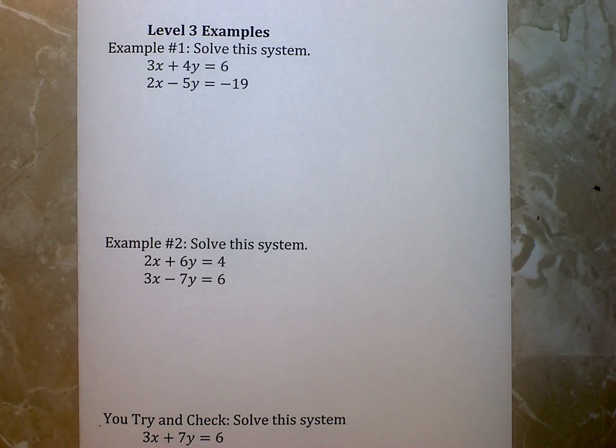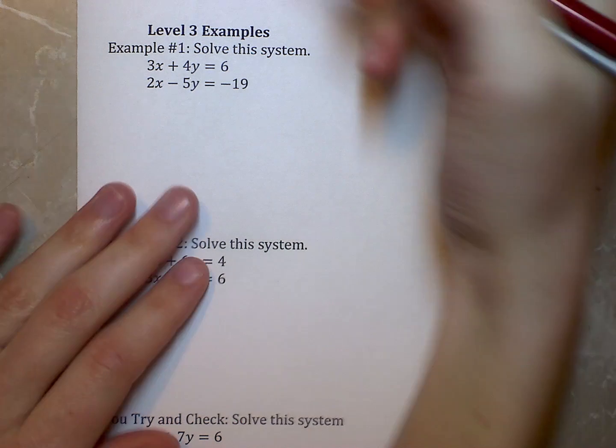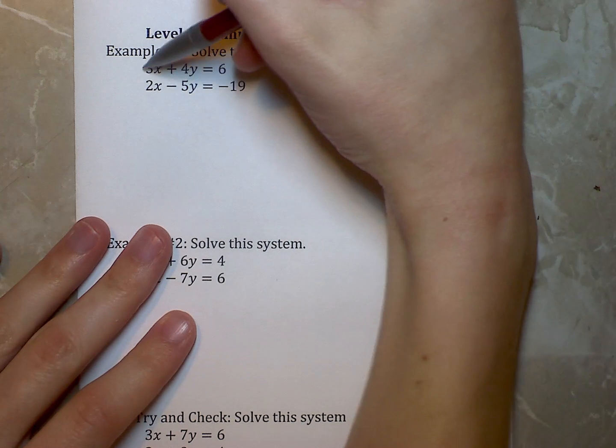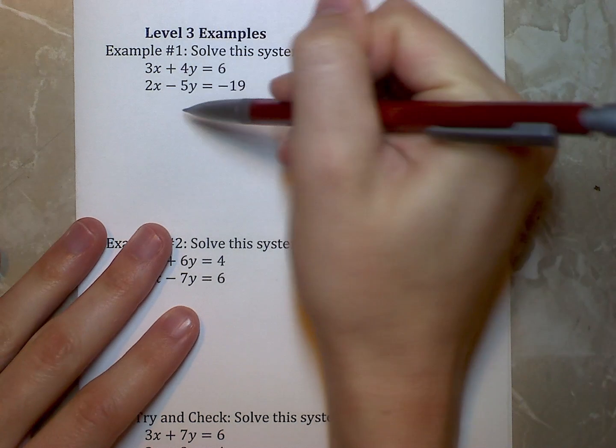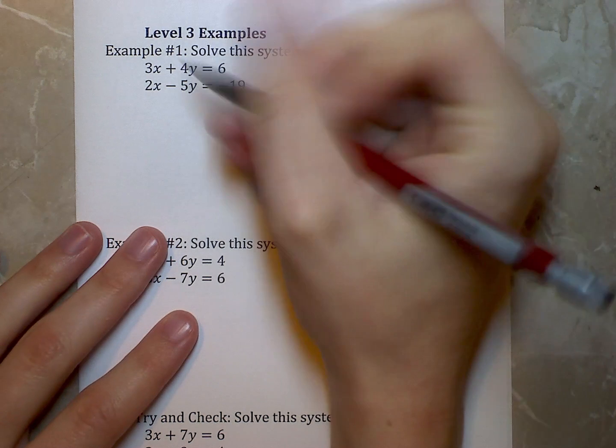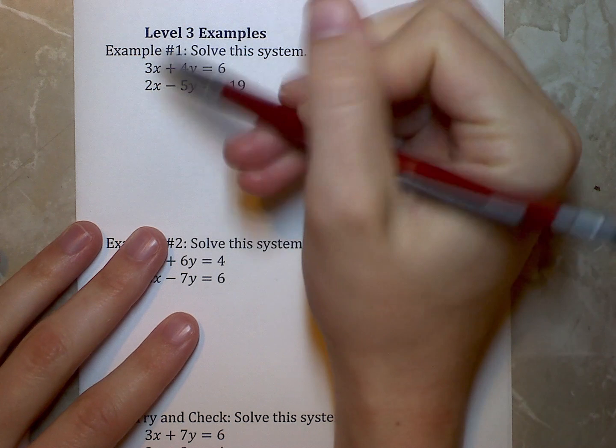Okay, we made it to level 3. Now, let's take a look at the system and see what makes this different from level 2. I notice first there's not like a negative and a positive of the same number, right? So it's not going to be like level 1 where I can just add them. And so then I say, okay, well, let's look.